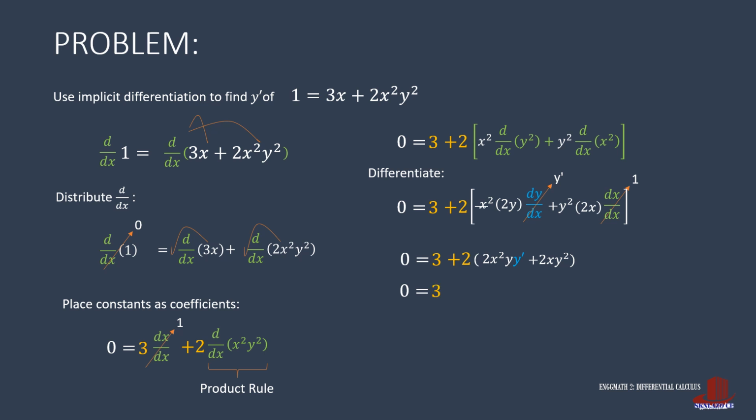Distribute the factor 2 among the binomials and have 0 as equal to 3 plus 4x squared y prime plus 4xy squared. What we needed is y prime, so isolate the term by placing it on the other side, making 4x squared y prime as equal to negative 3 minus 4xy squared. Divide both sides by 4x squared y and get y prime as the negative of the binomial 3 plus 4xy squared all upon 4x squared y.